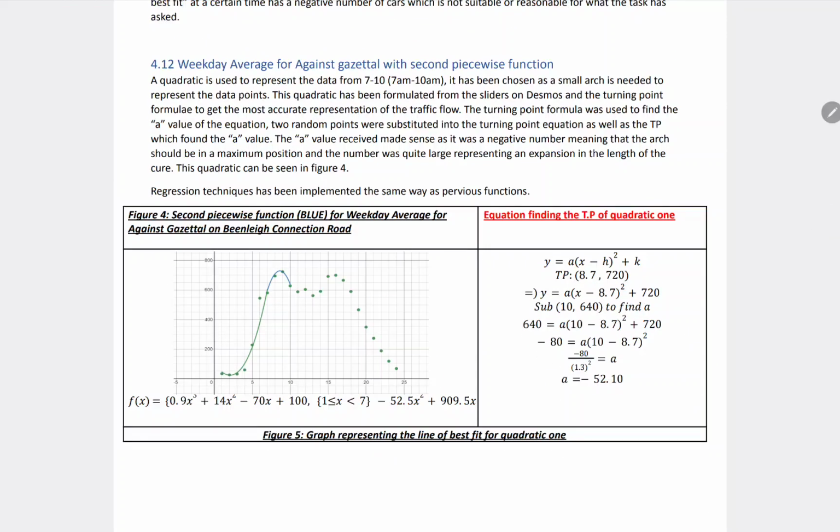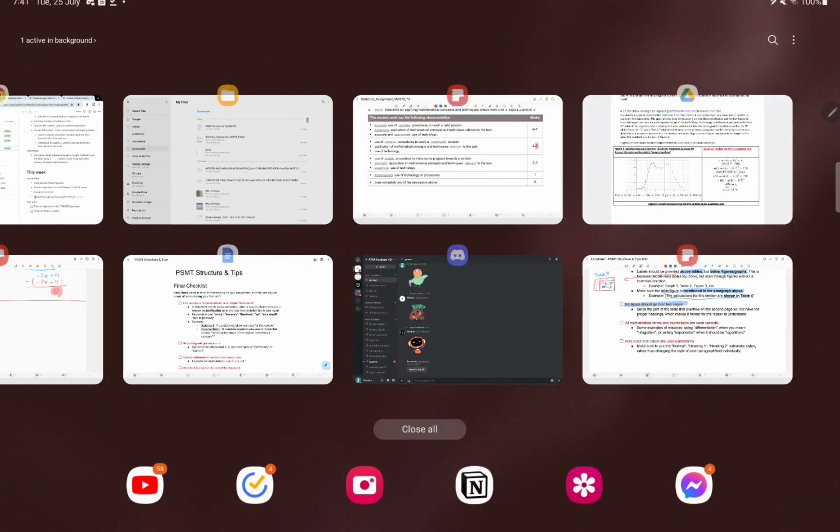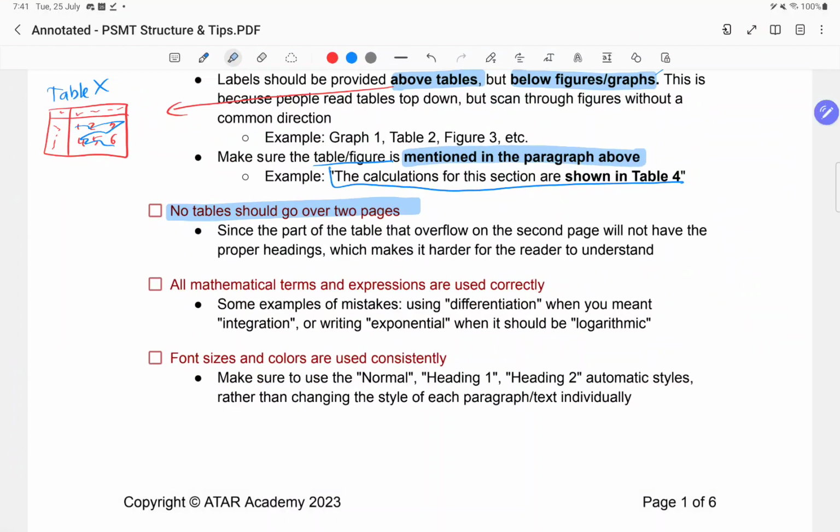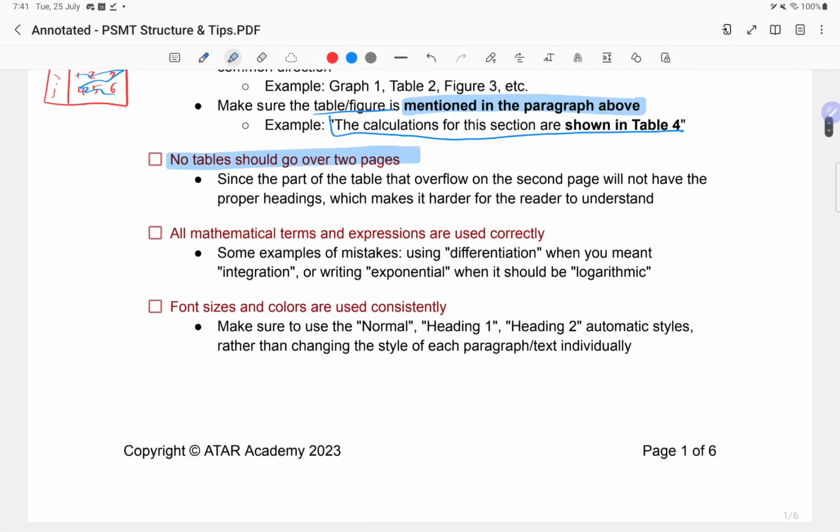How do you fix it? Do you just leave it blank and move it to the next page? Yeah, so you have to split into 2 tables, or you have to arrange your content around. Again, that's about the organization of your assignment, and we'll come to that a little bit later, towards the end, when you have an assignment. But ideally, no tables go over 2 pages.